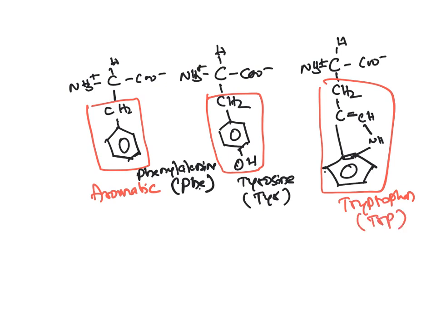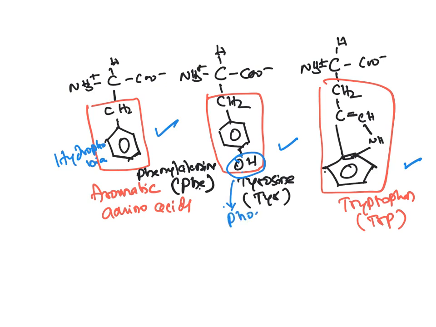Now what is common with all these three amino acids? They all have aromatic rings. That's why they are referred to as aromatic amino acids. We have three aromatic amino acids: phenylalanine, tyrosine and tryptophan. Now some important points. Phenylalanine has a hydrophobic benzene ring, so it is a hydrophobic amino acid. Tyrosine, since it has a hydroxyl group, is a hydrophilic amino acid, so it doesn't belong to the hydrophobic group. Also, since tyrosine has a hydroxyl group, it can participate in phosphorylation.